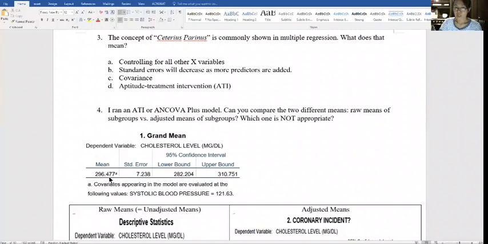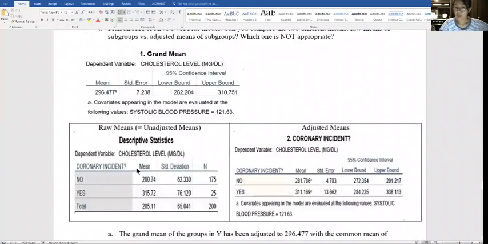So let's say this is the general grand mean. The whole mean, average, regardless of group. Here, cholesterol is the outcome variable instead of crime. Anyway, this is the mean. And we have no group, yes group. Let's say this is the black group, this is the white group. Or no group, yes group, coronary incidence, no group.